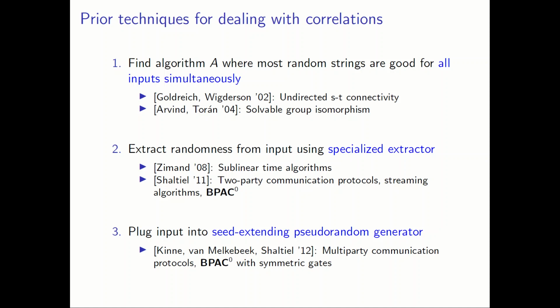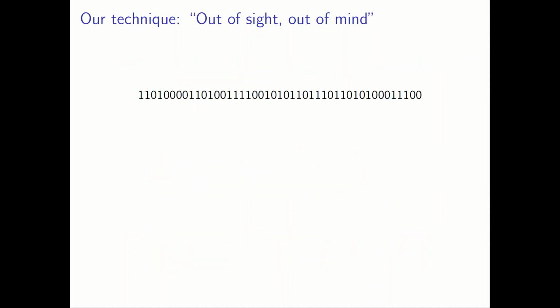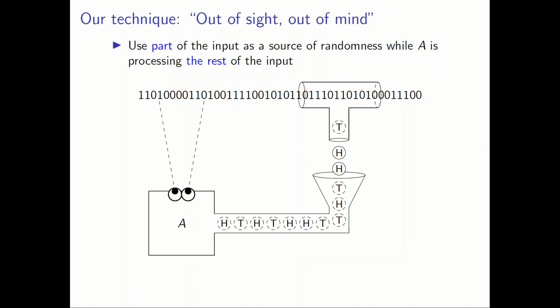Okay, but for our result, we're going to use a new approach, none of these three, a fourth approach for dealing with these troublesome correlations between the input and the random bit. So here's our approach on one slide, just a high-level view. The idea is we're going to use one teeny piece of the input as a source of random bits, while the algorithm is processing a different part of the input.